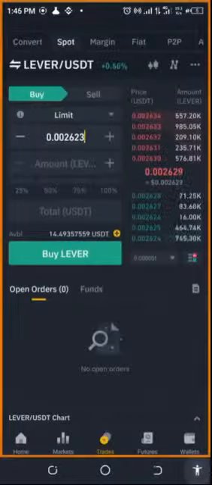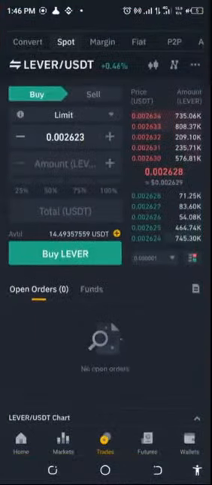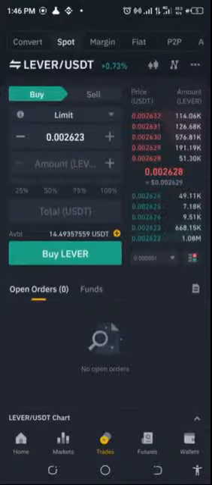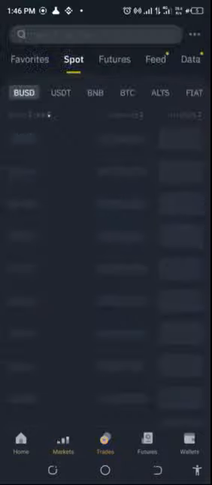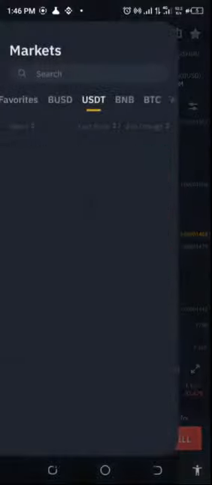So how much do we have here? We have 14.4935. Then what we're going to do is reduce this amount of money. Let's go back and check the high and low. Let's go back and just choose any coin and then change it to lever USDT.